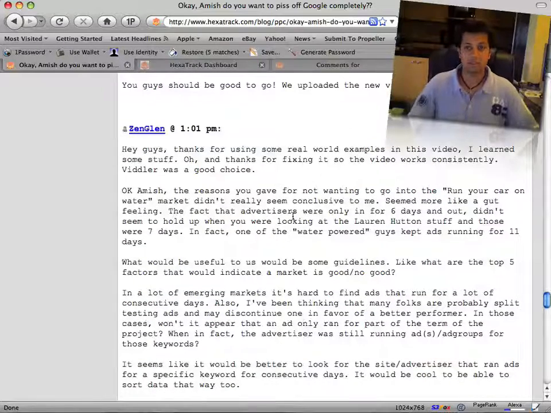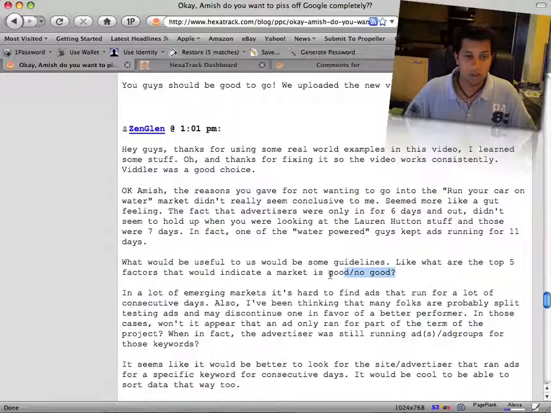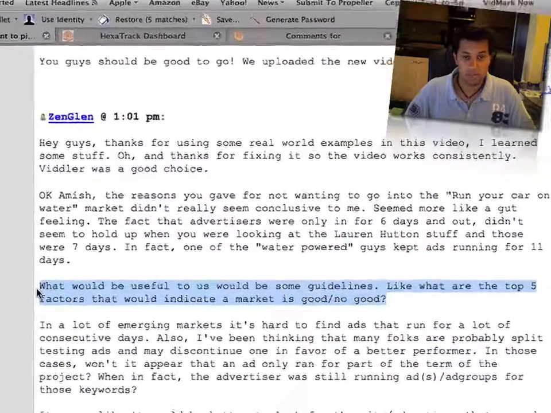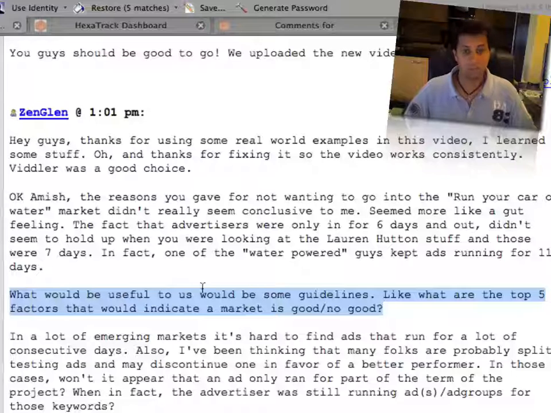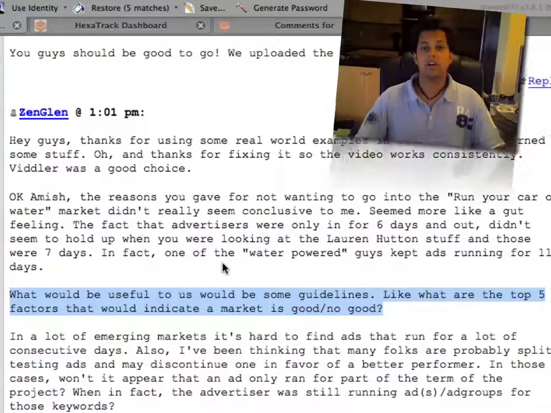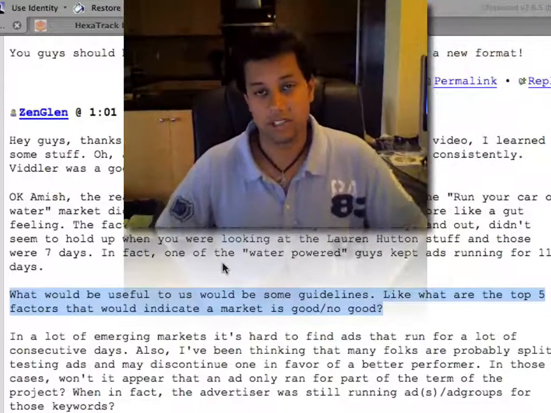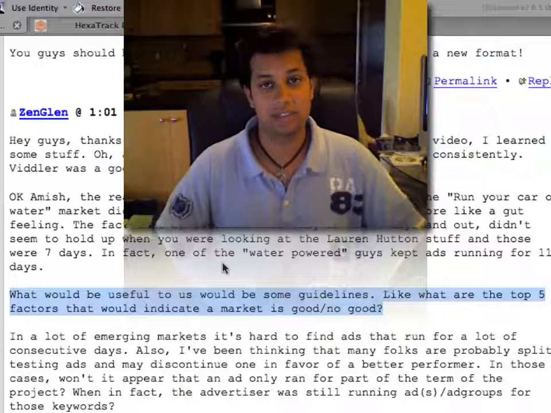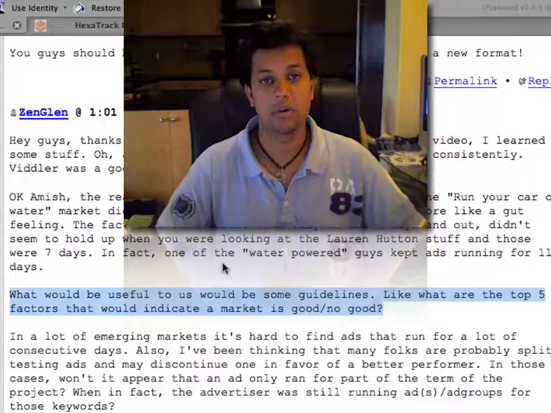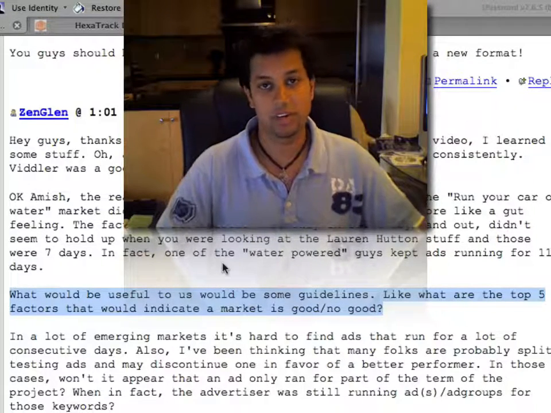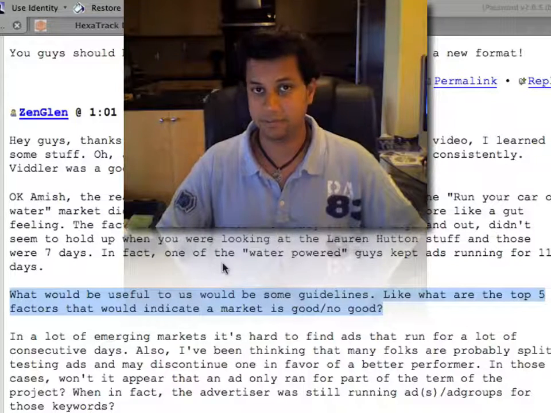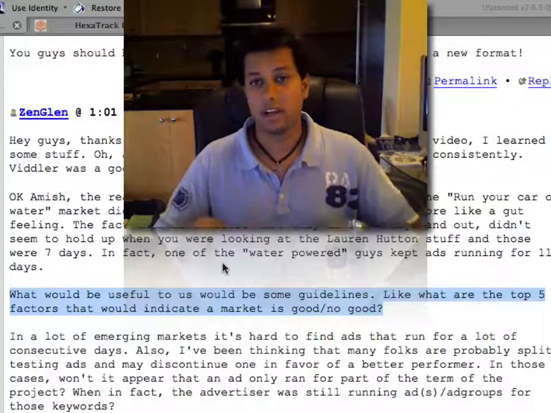One of them was pretty interesting: what would be useful to us would be some guidelines. Like, what are the top 5 factors that would indicate a market is good or not good? Well, there's a couple of things that I would suggest. One thing is search volume. You always want to know how much search volume there is for a particular market, right? If it's a lot or a little.